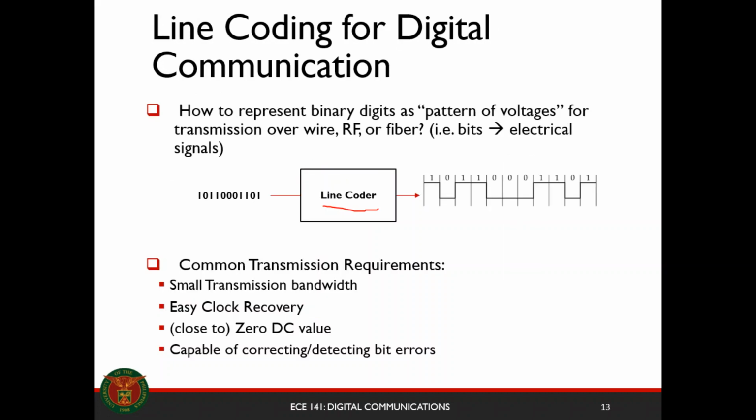The transmission requirements for that is that we need a small transmission bandwidth, and easy clock recovery. What does this mean? It means that we can easily synchronize. And a close to 0 DC value, so we don't want any DC on our lines. And capable of detecting bit errors.